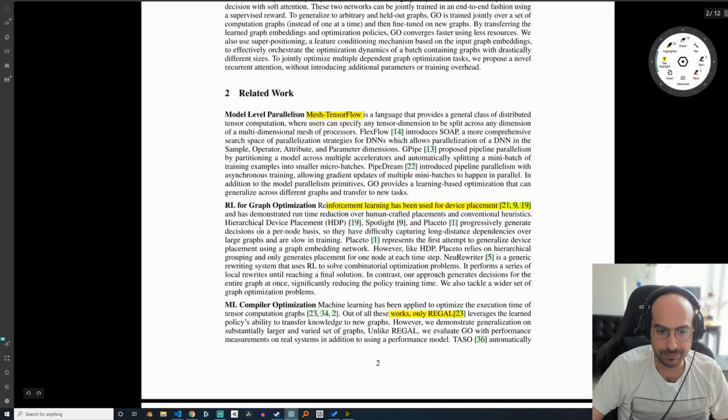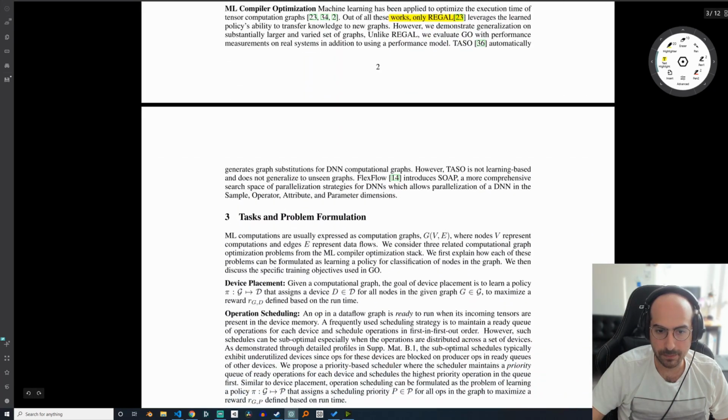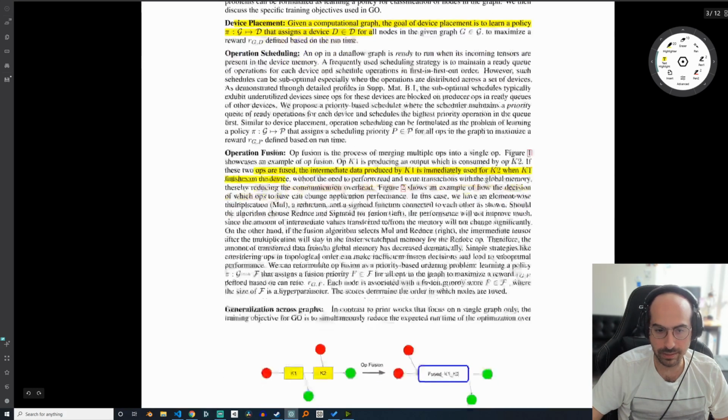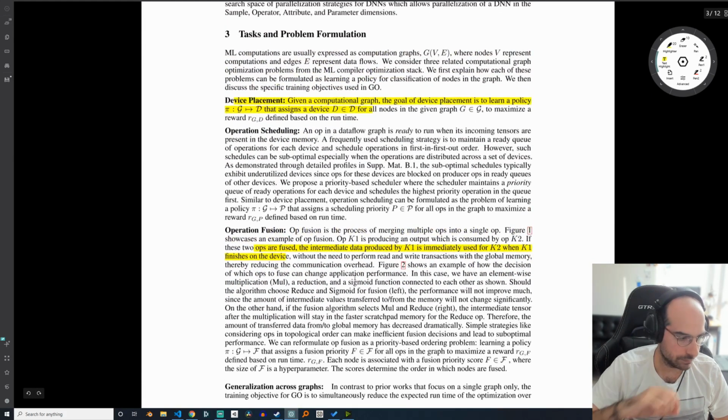Let's go back here. Okay, so they're defining the problem in the same way. Okay, we have a data flow. They also add this thing called op fusion. Basically, can you merge something into one function?